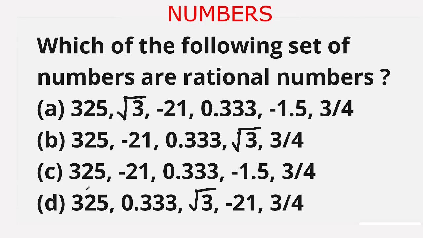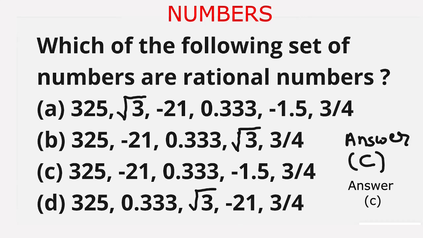But before reaching any conclusion, let us see all the numbers of option D. In option D again, there exists root 3. So option D is not the set of rational numbers. Therefore, our answer is option C. We go to the next question.